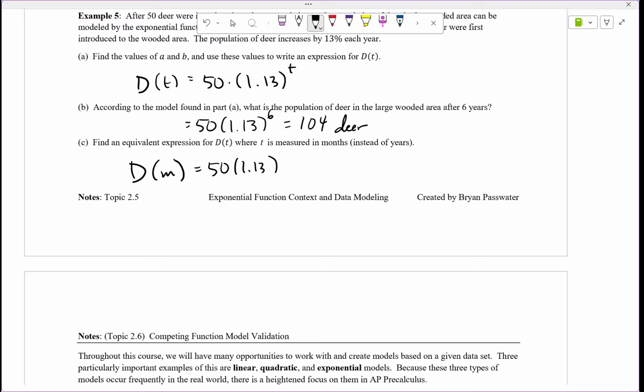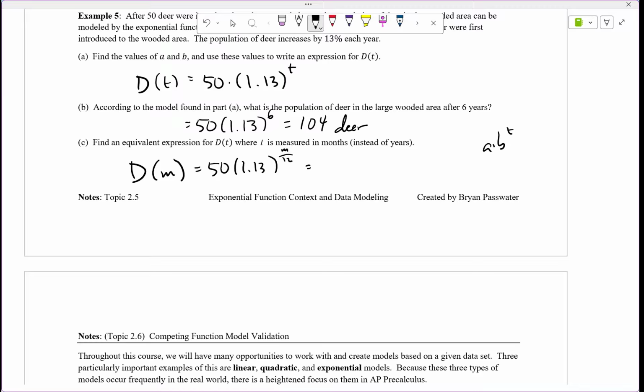And notice I changed to M instead of T. I think it's too strange to have T and T for years and months. So in this case, it's going to be M over 12. And let's just make sure this is the same, because here after 1 year, it's growing 13%. And here after 1 year, that means M would be 12. So it's still growing 13%. Yes? Okay, now the question is, in your homework, it was asking you to write it, I think, in an equivalent in just A times B to the T, wasn't it? So for that, how would we do this?